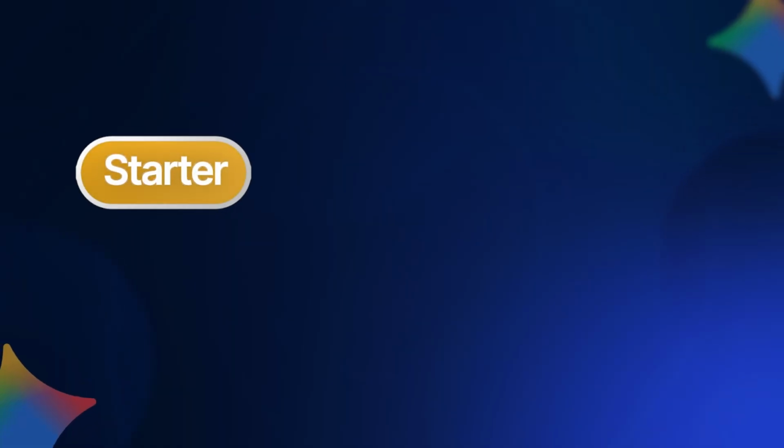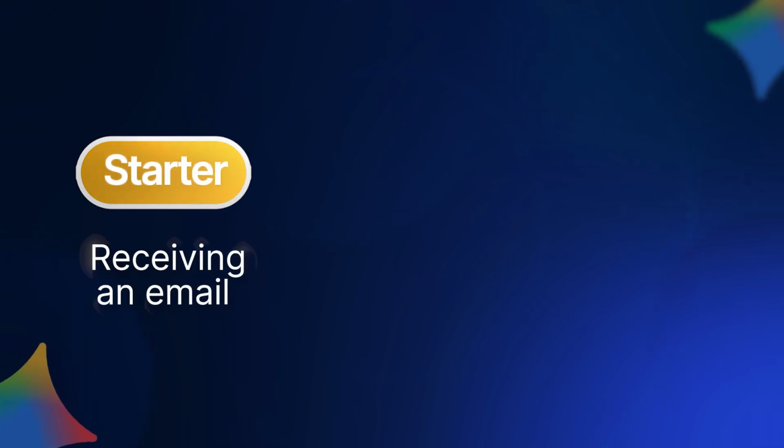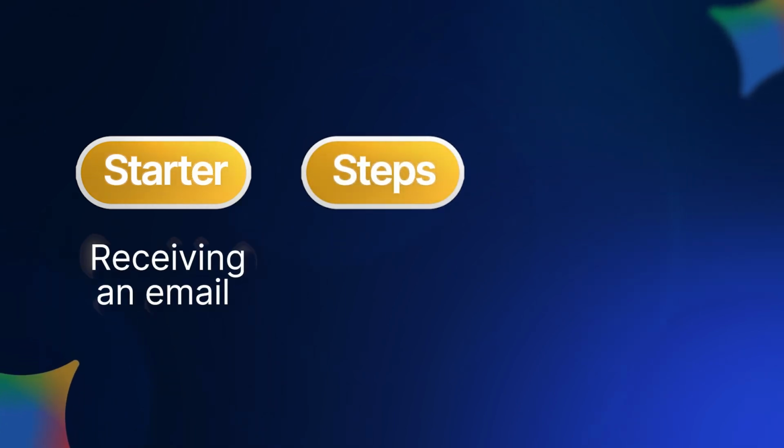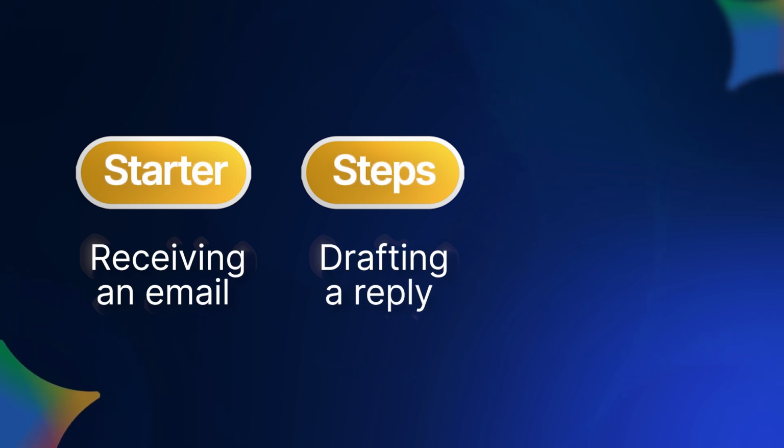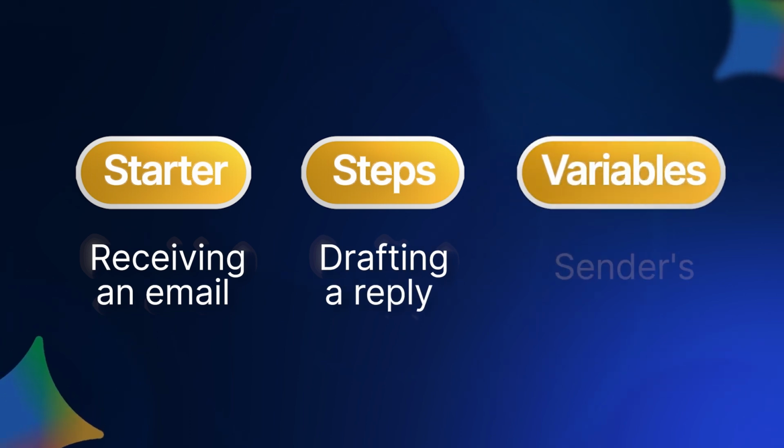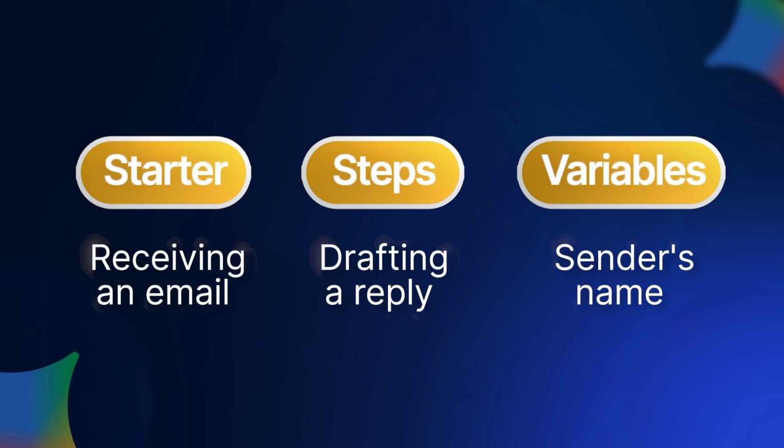Before we build our first agent, you need to know they are made up of 3 simple parts. A starter, what kicks it off, like receiving an email. Then the steps, the actions it takes, like drafting a reply to a client, and then variables. And this is bits of data it picks up along the way, for example, the sender's name. Simple enough, right? So let's dive into our first use case.